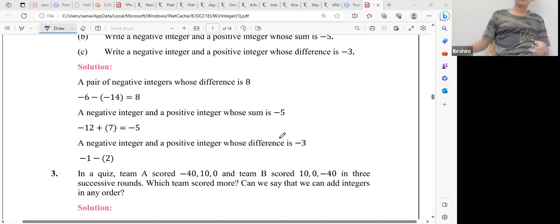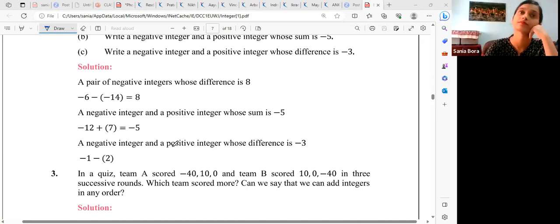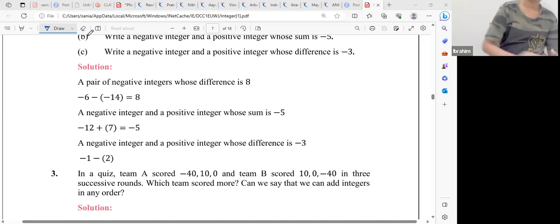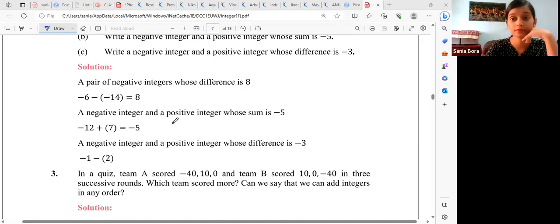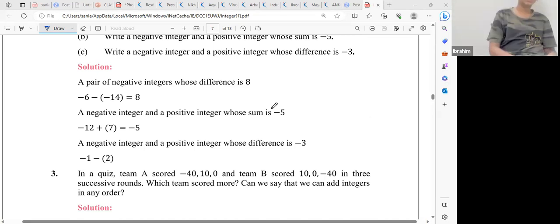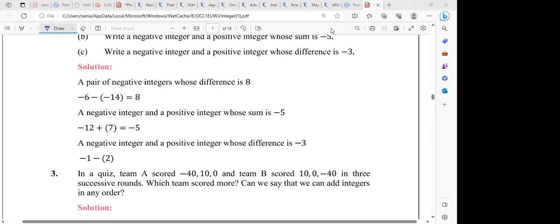So, this question. Are we doing question 3 or question 2? Question number 3. In a quiz, team A scored minus 40, 10, 0, and team B scored 10, 0, and minus 40 in three successive rounds, which team scored more? Can we say that we can add integers in any order? Tell me.